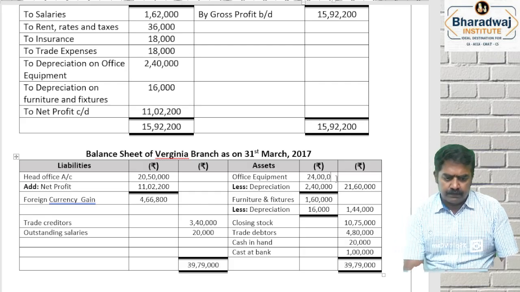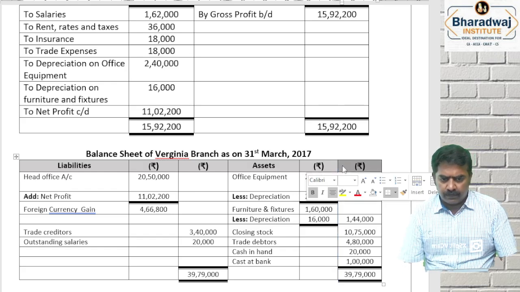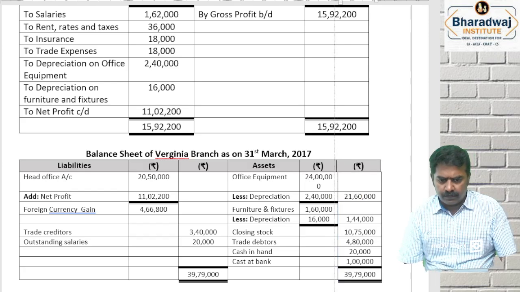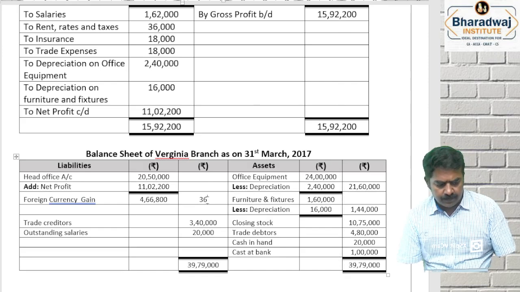36,19,000. How much? 36,19,000. 36 lakhs 19,000.